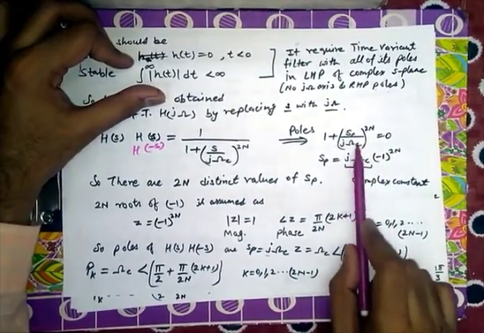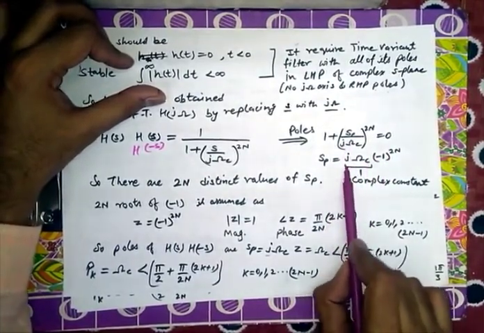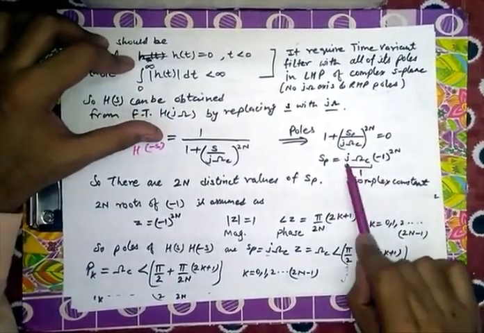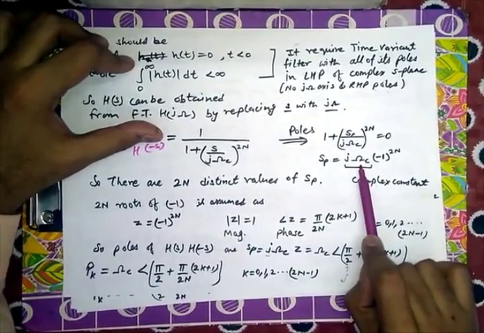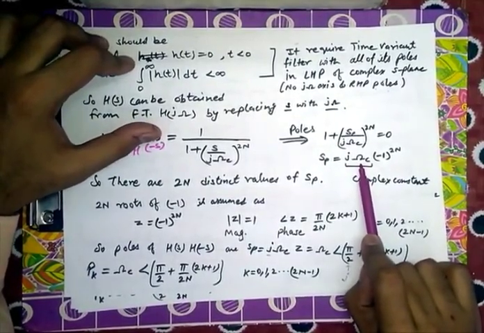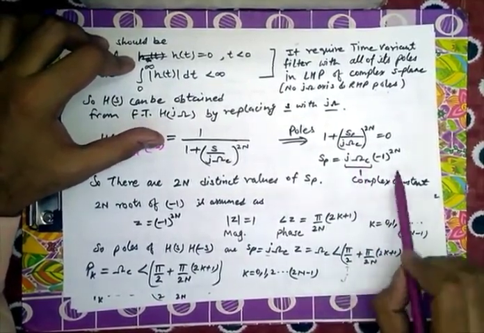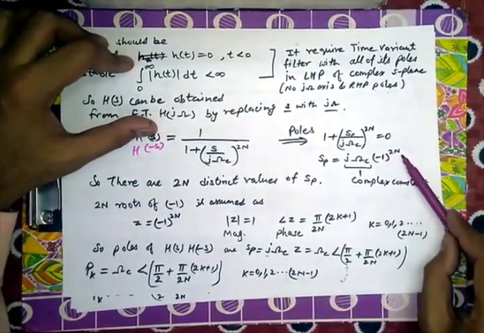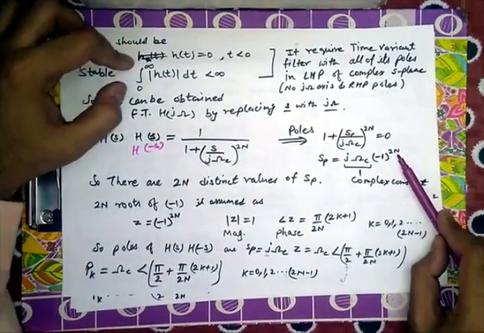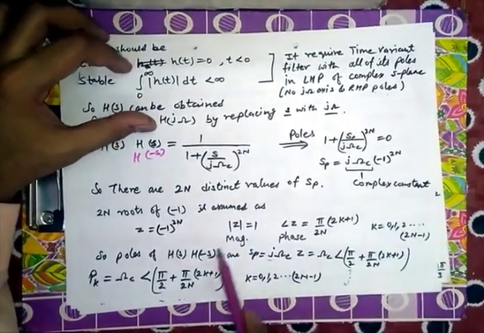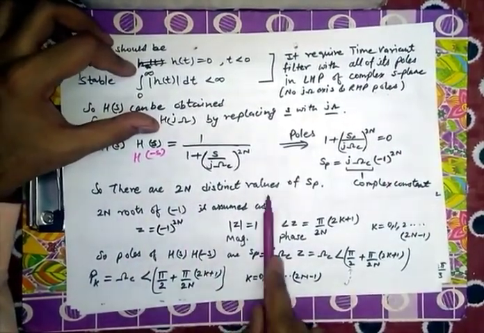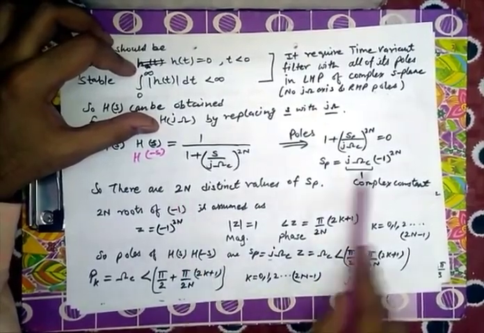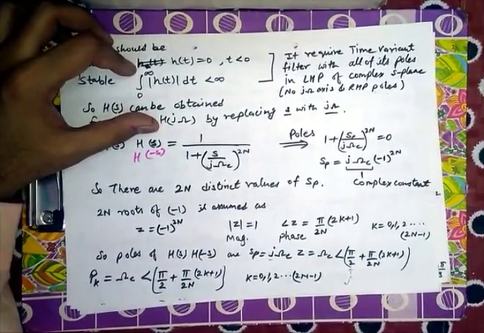So it becomes, after solving this equation, sp equal to jΩc times (-1) raised to power 1/2n. jΩc is nothing but a constant. Ωc is a constant value, the 3 dB cutoff frequency value, so it is a complex constant. Only variable is minus 1 raised to power 1/2n, where n is order of filter, and which varies. So there are 2n distinct values of sp, that is poles of this filter, 2n distinct values because of this raised to power 2n.